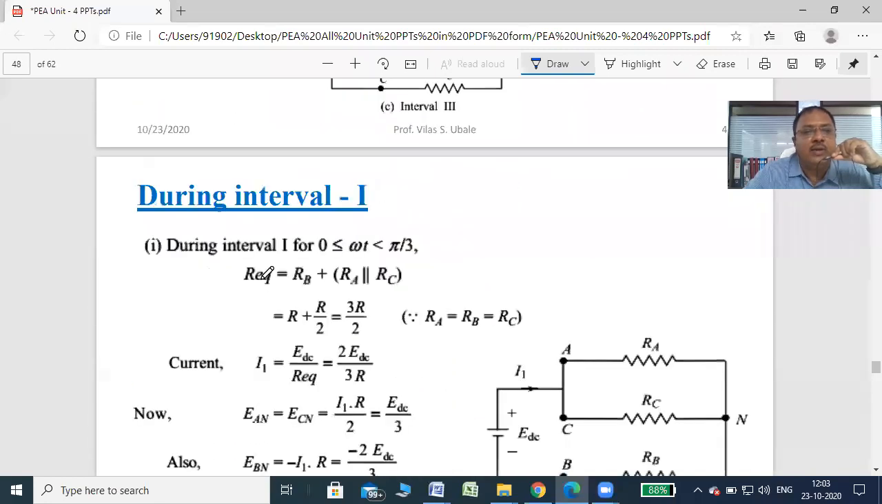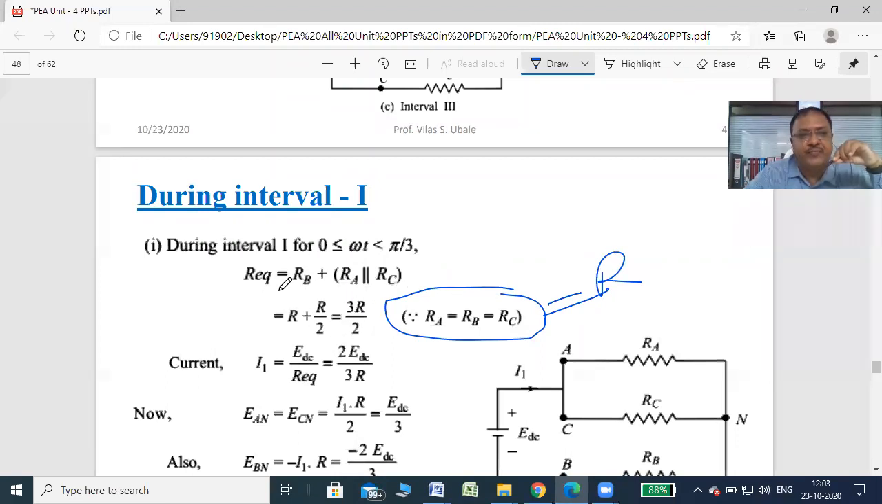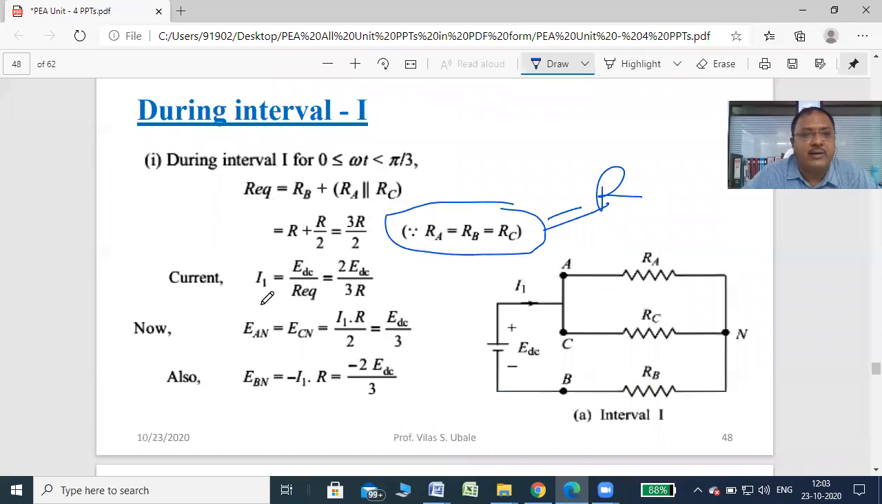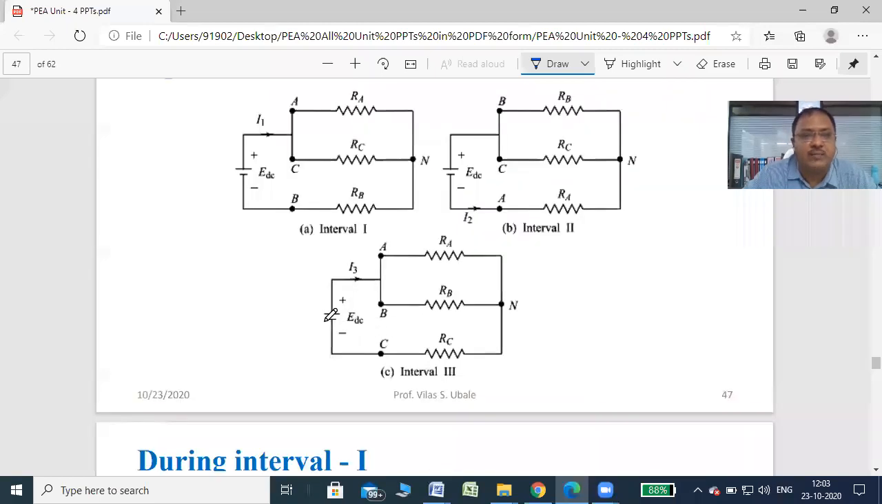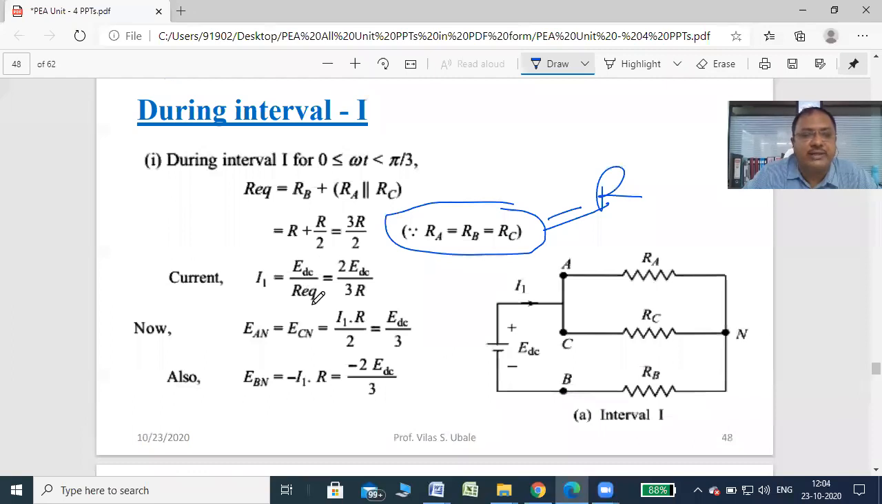See, the R equivalent is RA parallel RC plus RB, that is the total resistance. RA parallel RC is nothing but R by 2, so R plus R by 2 is 3R by 2, if we consider all three resistances equal to R, that is RA equal to RB equal to RC, right? Now the current I1, this is the incoming current at node N. This current is equal to EDC by R equivalent.